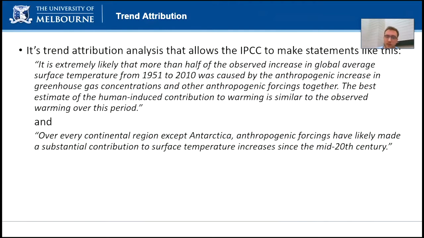We also make regionally based statements. So this is also in the IPCC summary for policymakers from the 5th assessment report. Over every continental region, except Antarctica, anthropogenic forcings have likely made a substantial contribution to surface temperature increases since the mid-20th century.